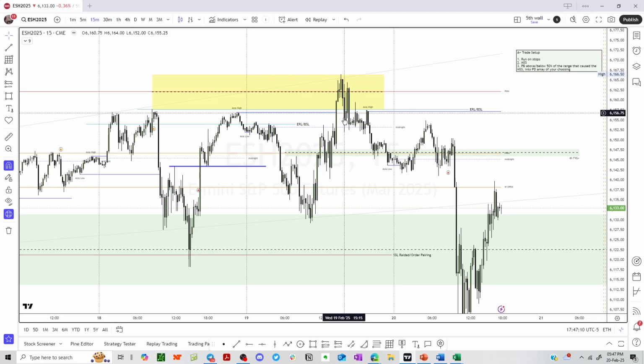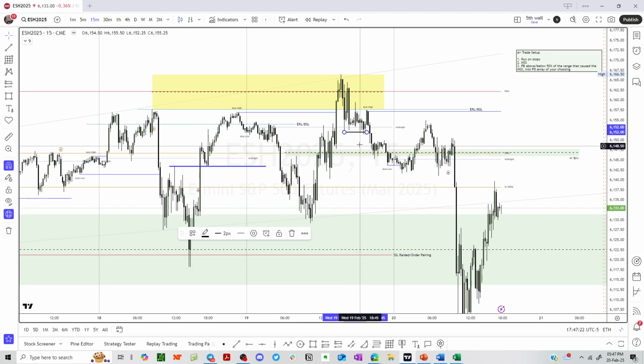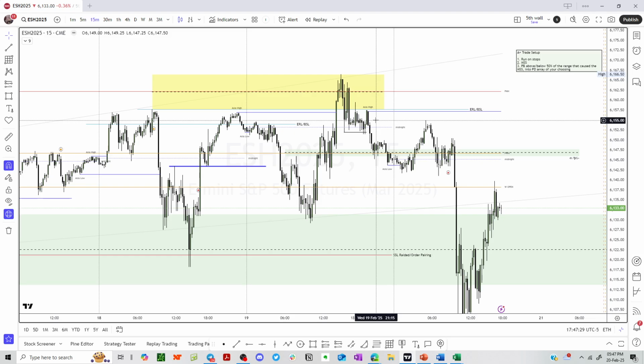We have some form of displacement here. We have a run below this low here. Right here, market structure shift. And then we have a retracement back up. Didn't quite reach the high that was broken. It actually touched, ran above the Asia high, which is here. So that's good money. And then it went lower.